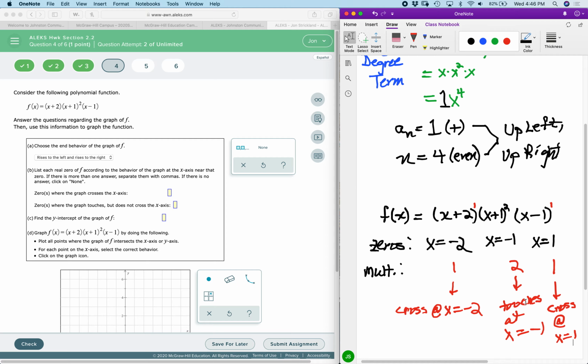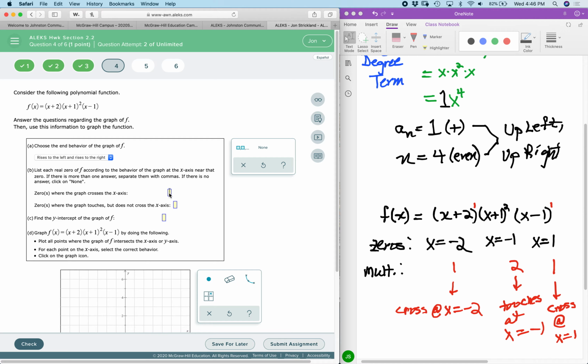So in terms of where the graph is going to cross the x-axis, that's going to be 1 location for touching, 2 locations for crossing. So we have at -2 and 1, where the graph crosses the x-axis. The graph touches but does not cross the x-axis at -1.